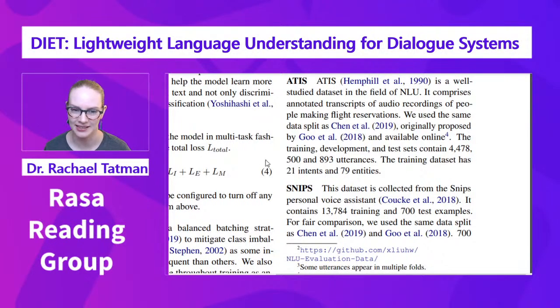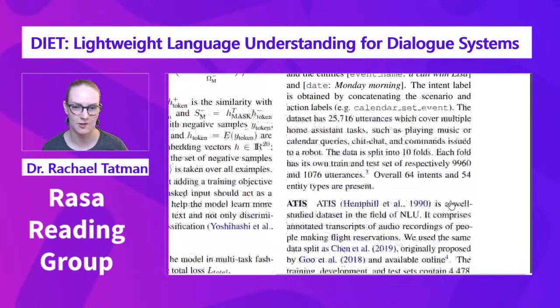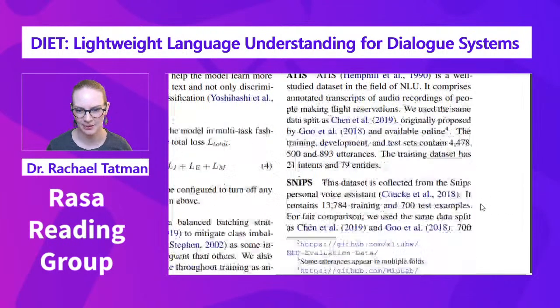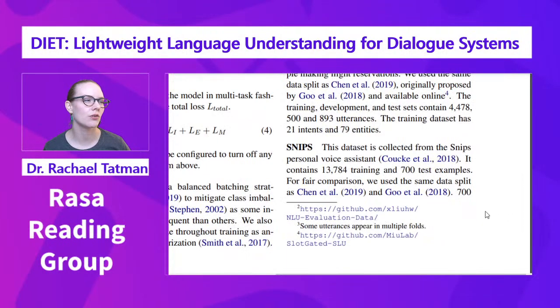The training data set has fewer intents and more entities. So this one would probably be a little bit more difficult to pick the entities out, although in general, detecting entities is a little bit of an easier problem.